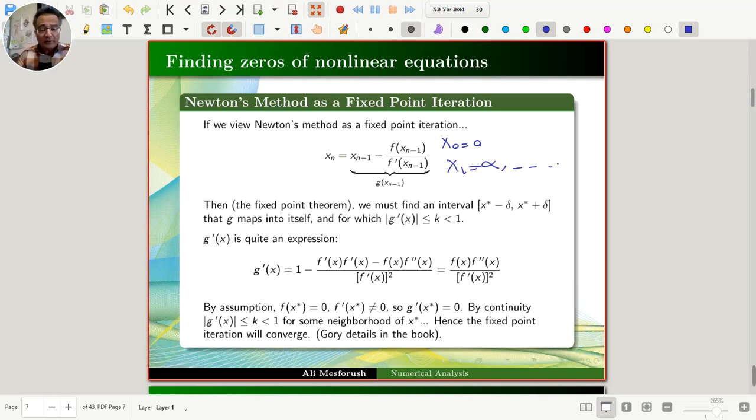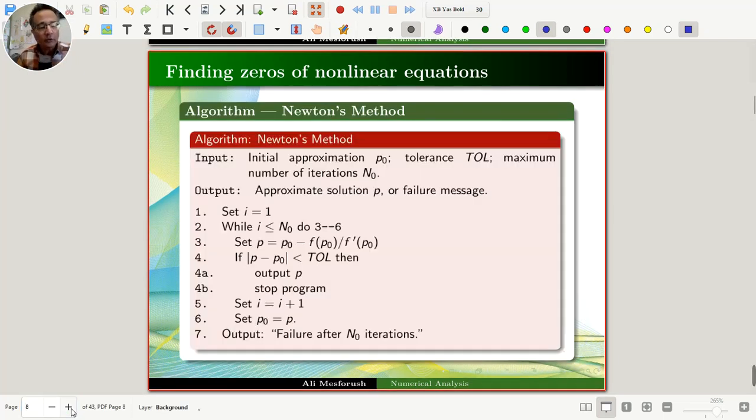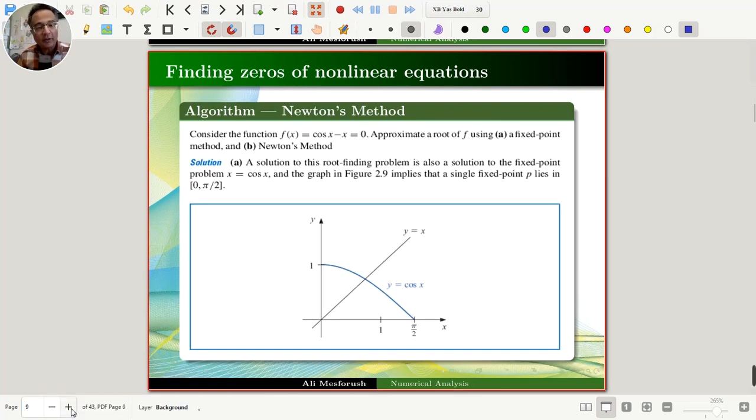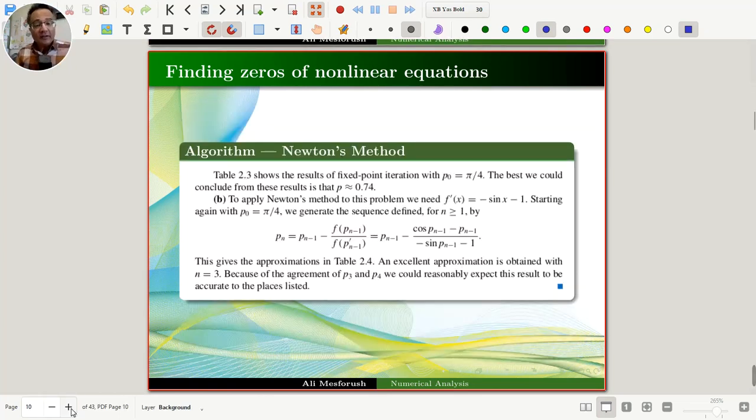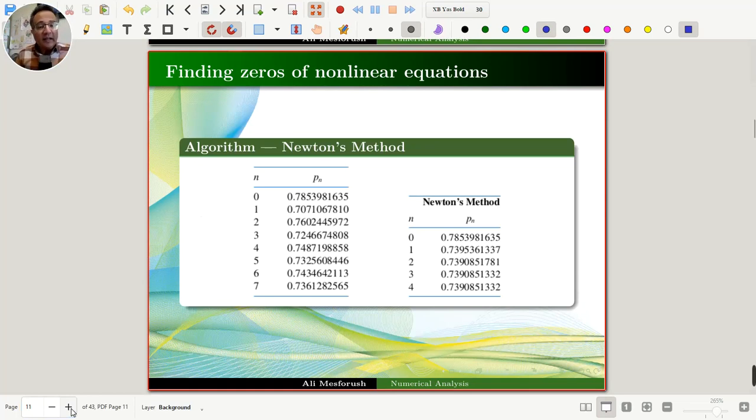But there is a problem here, and that is we need f prime of a function at xn minus 1. So in fact, we have to compute f prime. And this is a problem, and it needs some extra cost for our algorithm. To avoid this problem, we need a new technique that we call the secant method.